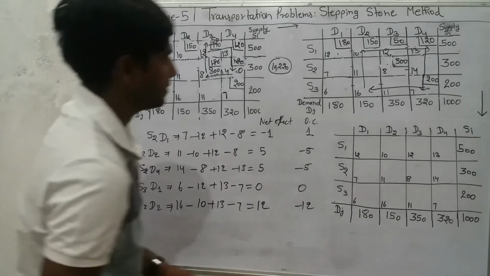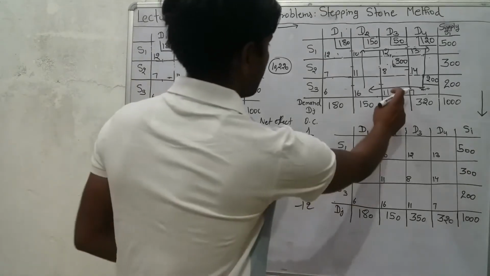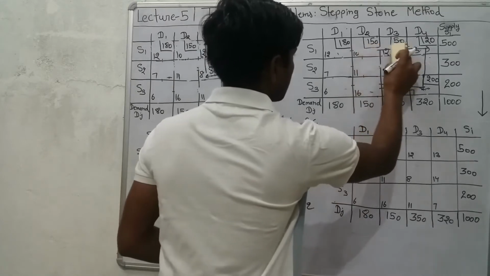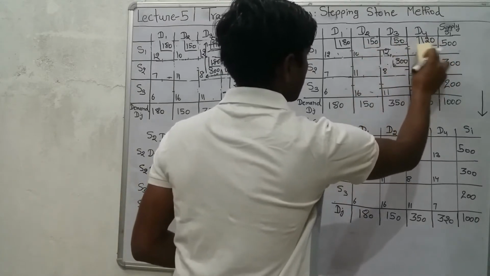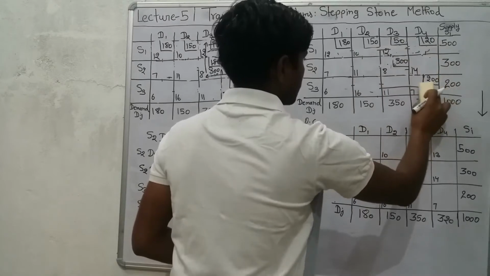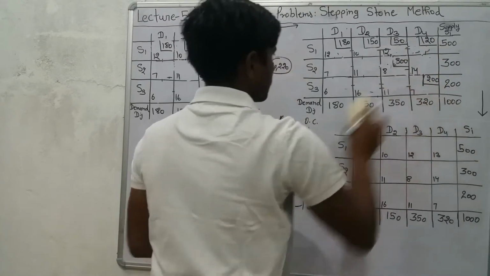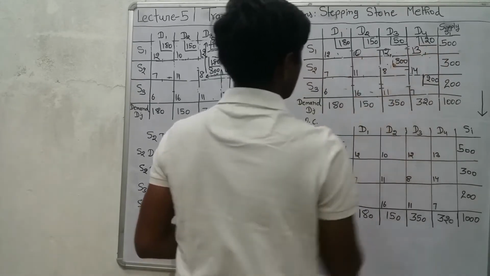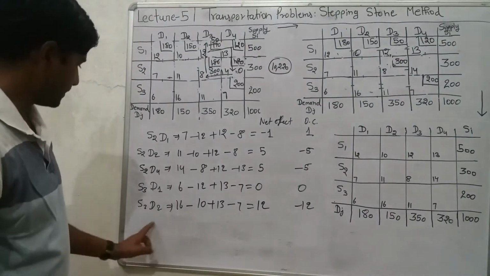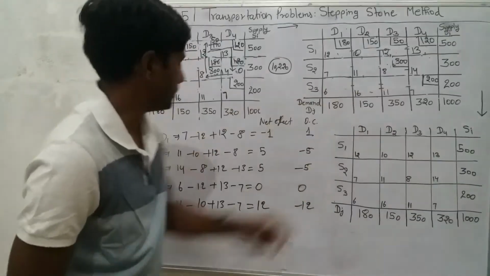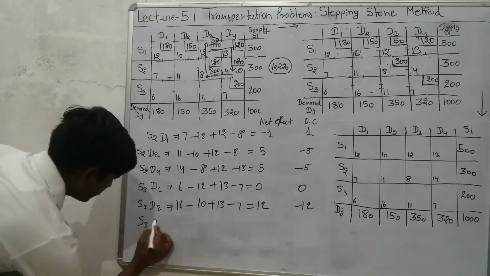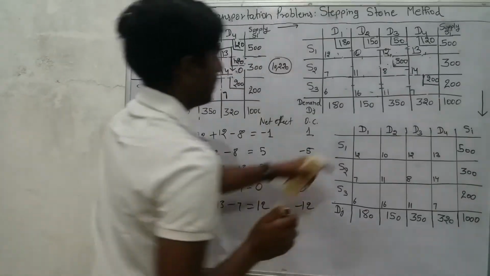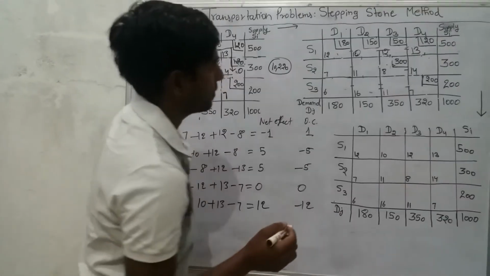What is the next? Which one is the next cell? That is S3, D3. Just clear this one. It is 10. So the last cell is S3, D3. So what would be our route?